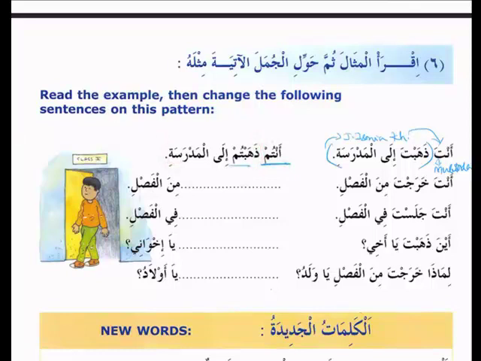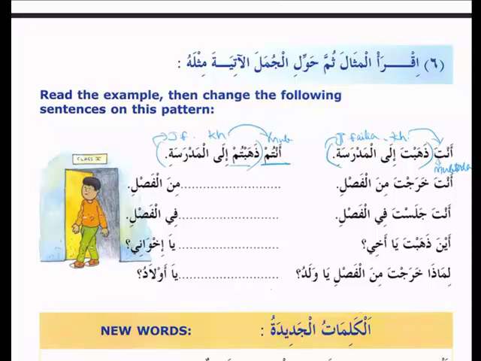Sorry, I made a small mistake here. I wrote jumla ismiya, but this is jumla failure. Correct? This is jumla failure, not jumla ismiya. So this jumla failure is the khabar of the mubtada. Similarly, here this jumla failure is the khabar of this mubtada. All right. The same process you have to follow in the other sentences.